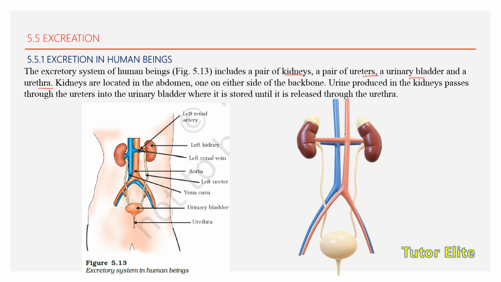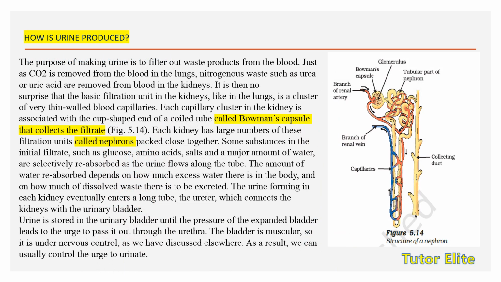This is your urethra, this is the urinary bladder where urine is stored. Pair of kidneys means two kidneys. So how is urine produced? The purpose of making urine is to filter out waste products from the blood. Just as carbon dioxide is removed from the blood in the lungs, nitrogenous waste such as urea or uric acid are removed from the blood in the kidneys.